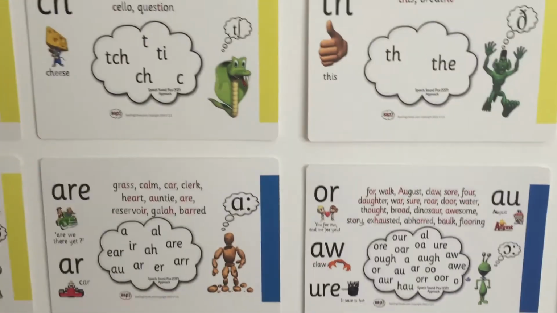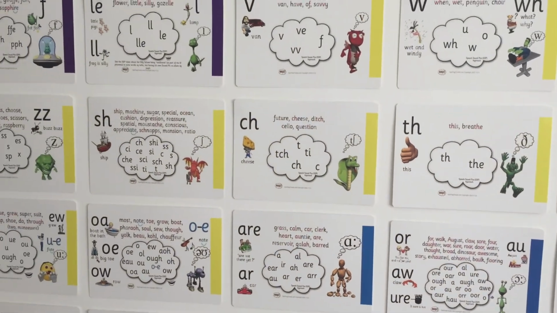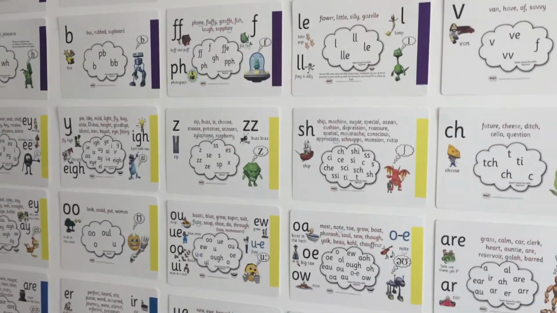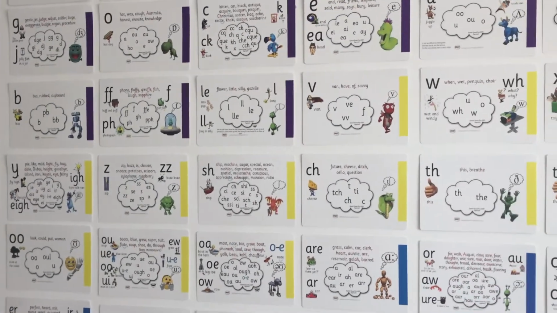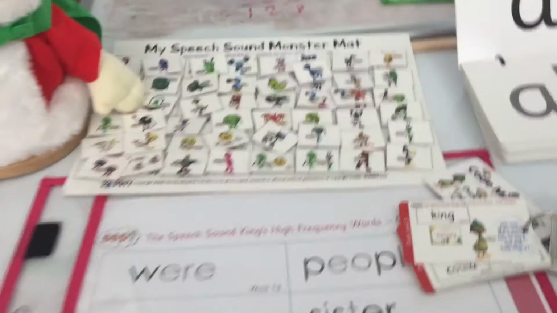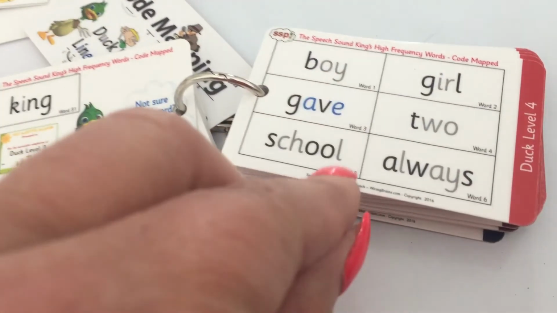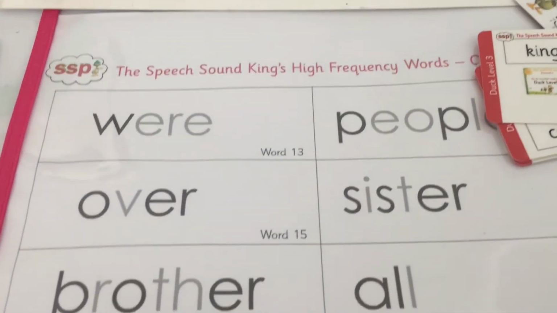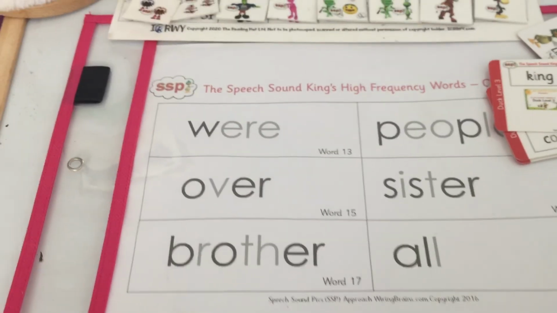Water. So every time we explore on the speech sound wall or the speech sound monster bank, it means the children become far more aware of the code, the phoneme to grapheme mapping. So always, always, all. Similar sounds represented in different ways because letters don't make sounds.